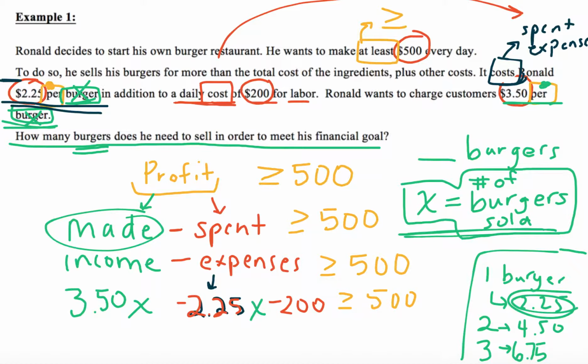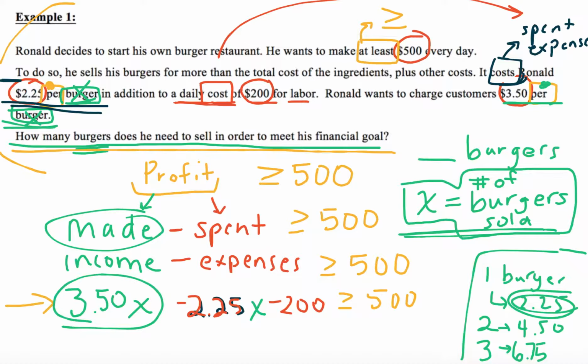So, we now have an inequality that uses all of the pieces of information to help us learn how many burgers he needs to sell to meet his financial goal. This is the new part. Making this inequality is what was different from all the other lessons we've seen so far. So please make sure you understand how we went from the words here to this inequality. And maybe a good way to do that is to summarize right now what the pieces of this inequality mean.